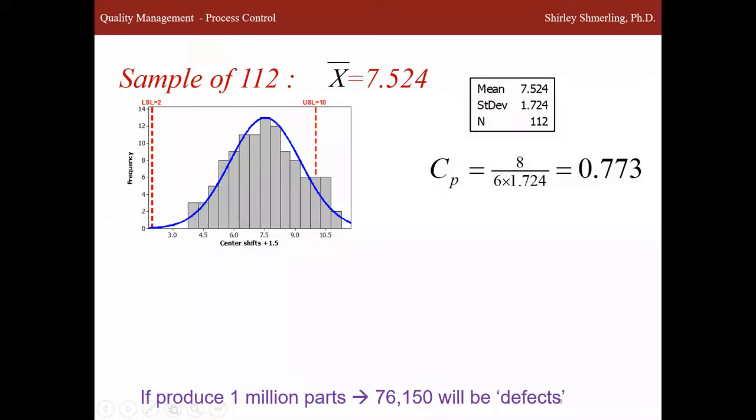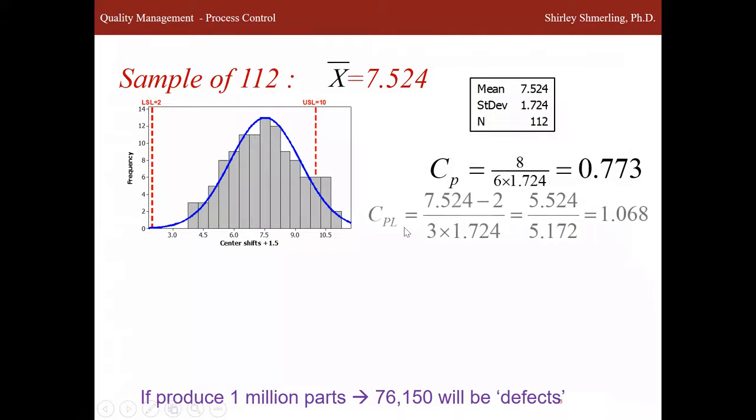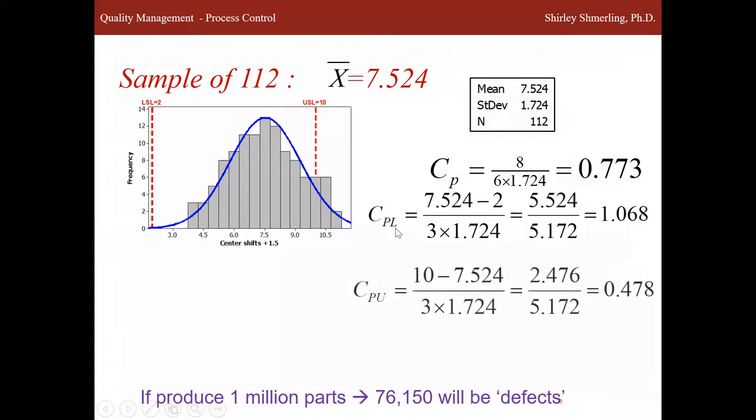Let's look, however, at the next example where the mean has shifted by 1.5 standard deviations. So the mean now is 7.524. The lower index is going to be the mean minus the 2, and we get an index of 1.068. And we're looking at the upper index. It's 10, which is the upper specification limit, minus the mean, 7.524, divided by 3 times the standard deviation. We get a value of 0.78478. And the worst case in this case is the 0.7478.